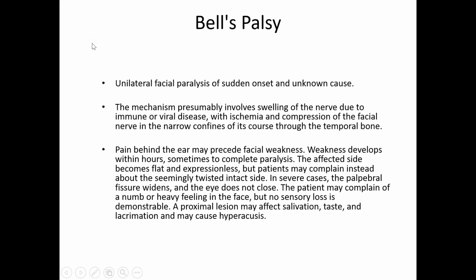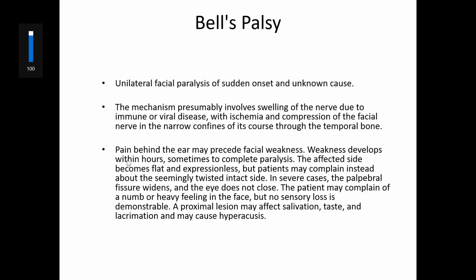Bell's palsy is a very common example of lower motor neuron facial palsy, and is unilateral paralysis of sudden onset and unknown cause. The mechanism presumably involves swelling of the nerve due to immune or viral disease with ischemia and compression of the facial nerve in the narrow confines of its course through the temporal bone. Sometimes pain may be associated with or may precede Bell's palsy, pain behind the ear. Weakness develops within hours, sometimes to complete paralysis. The affected side becomes flat and expressionless.